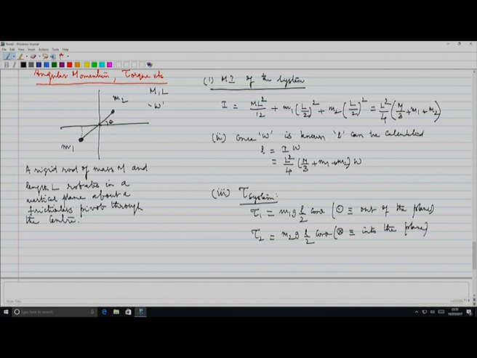Therefore, total torque is equal to half of m1 minus m2 into L cos theta. So this will act out of the plane if m1 is greater than m2, and into the plane if m1 is less than m2.